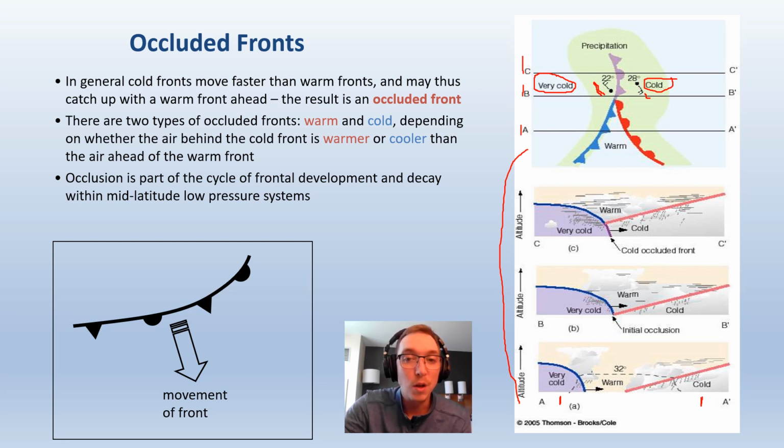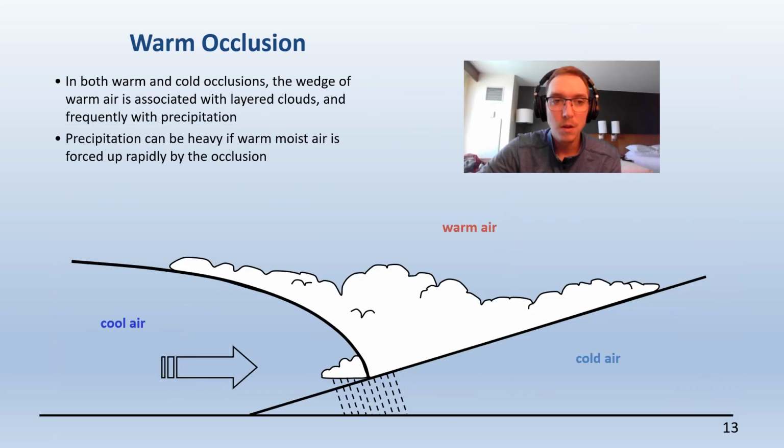This is what we call a cold occluded front. We'll take a little bit more look at these here in just a second. But your warm air is forced upwards, and as it does so, you get condensation and precipitation.